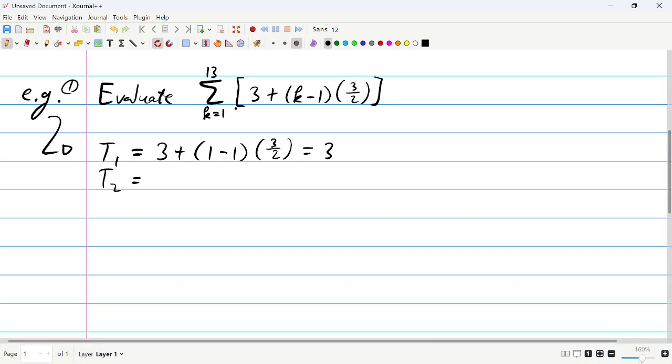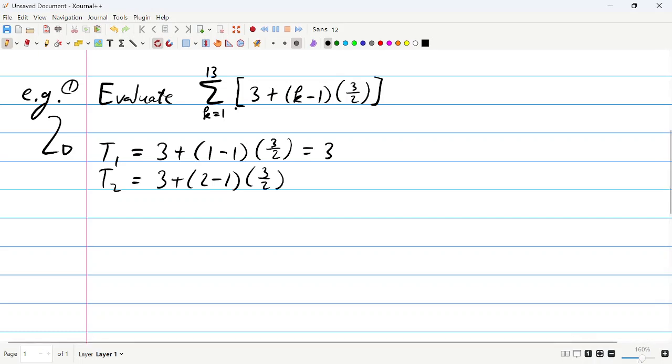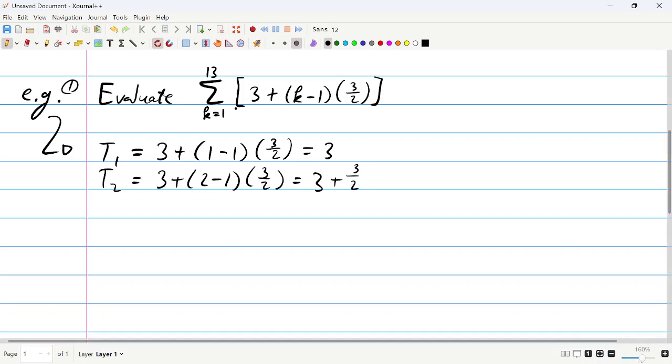Term 2 is just going to be, so usually I would say do the first 3 terms. So term 2 is just going to be 3 plus (2 minus 1) into 3 over 2, which is the same as 3 plus 3 over 2, right? Because it's times 1. And then if we rewrite this, we want 2 as a denominator. So it'll be 6 over 2 plus 3 over 2, which is the same as 9 over 2. So this is 9 over 2, which is the second term.